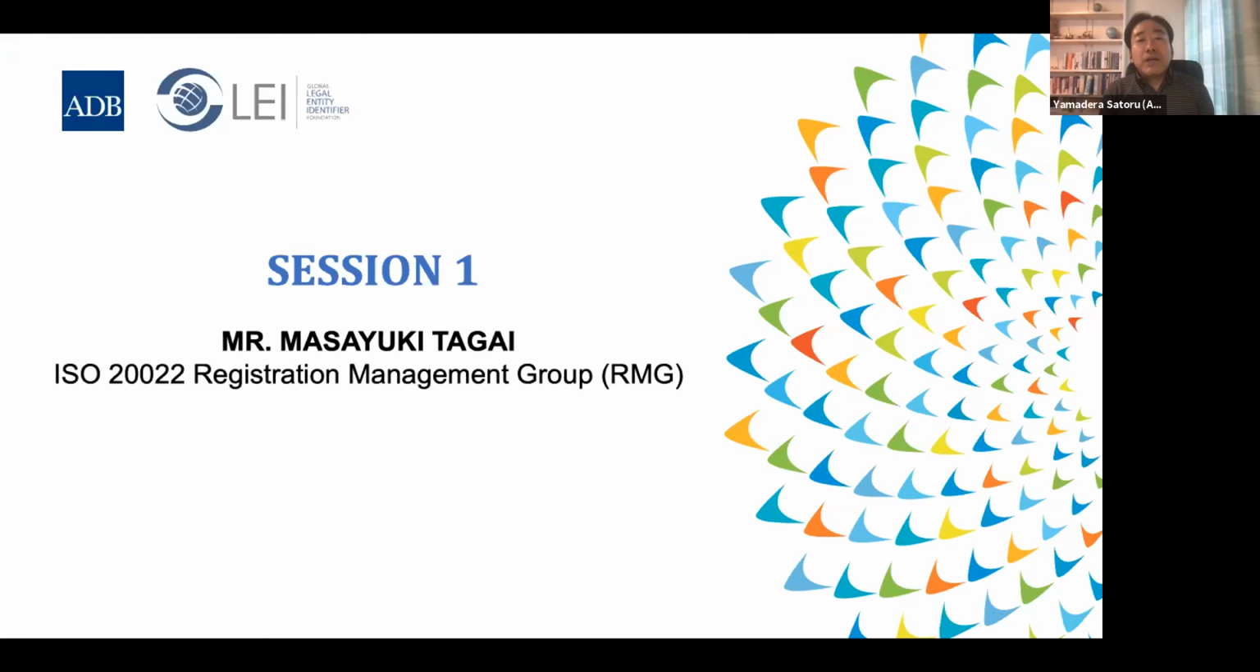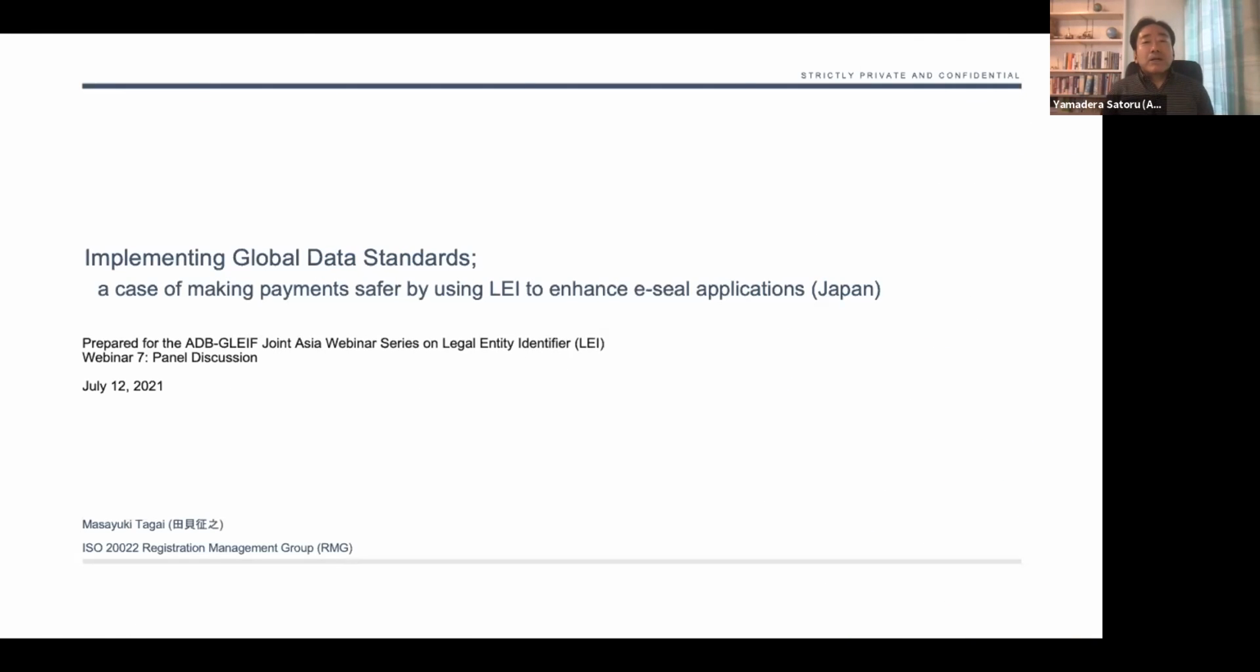Hopefully we can discuss this through today's panel session. Today, we will have a short presentation by Tagai-san, the ISO 20022 Registration Management Group convener. He will briefly explain the role of the RMG and also the future direction. And then we will have the panel session, and of course after that, Q&A. So with that introduction, I'd like to start today's panel session. I'd like to give the floor to Tagai-san first.